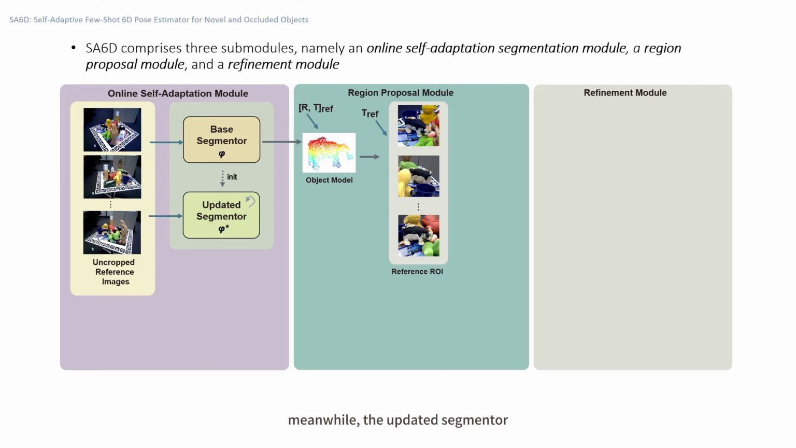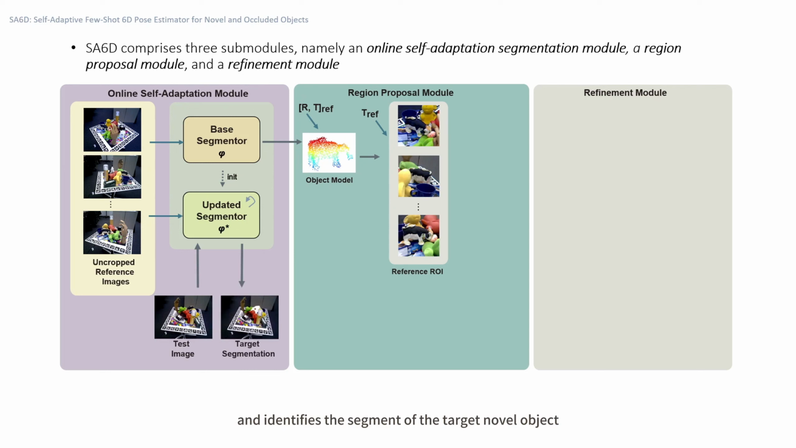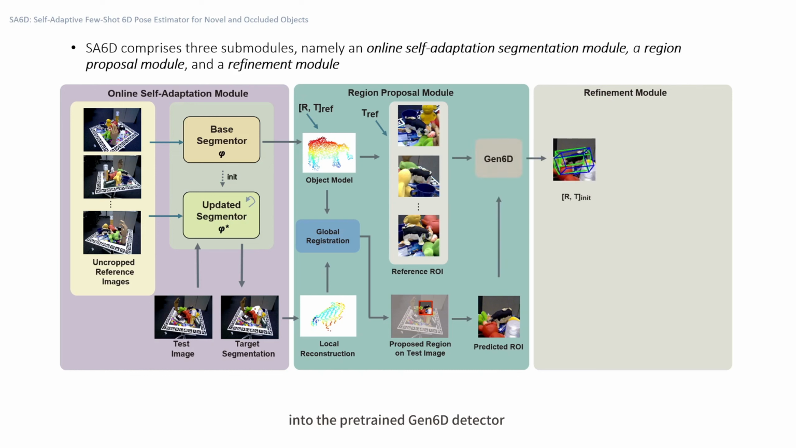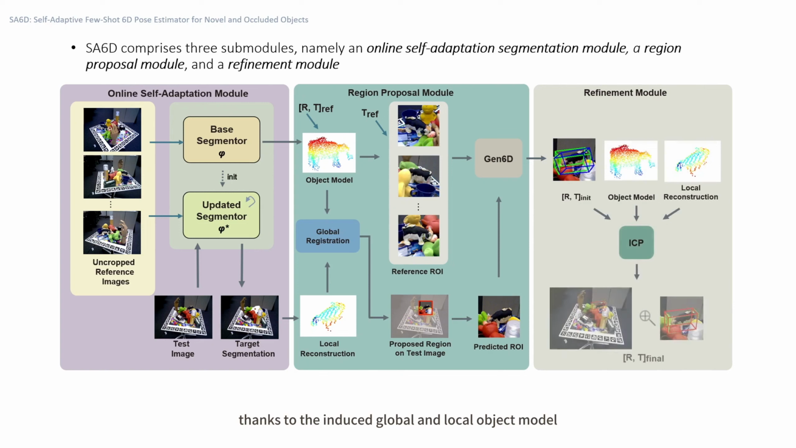Meanwhile, the updated segmenter updates iteratively based on the reference images and identifies the segment of the target novel object. Based on the predicted segment, a local object reconstruction from the test image is computed. Afterward, the ROI of the test image is computed using a global registration, which helps remove the ambiguity of the visual similarity against occlusion and other distractors in Gen6D. The cropped reference and test images will then be fed into the pre-trained Gen6D detector to predict an initial pose. Thanks to the induced global and local object models, the pose is further refined using ICP.